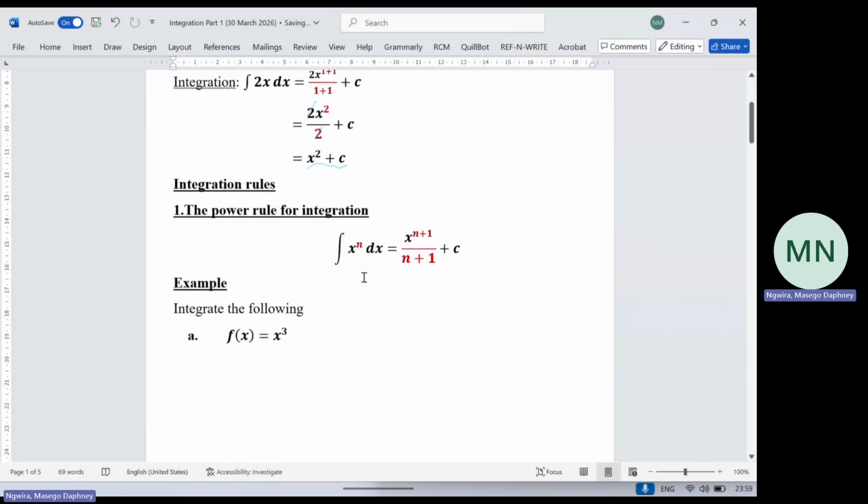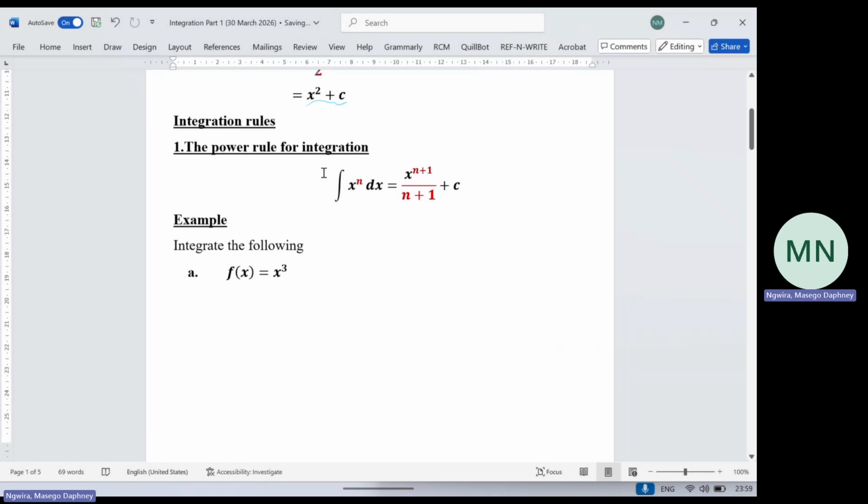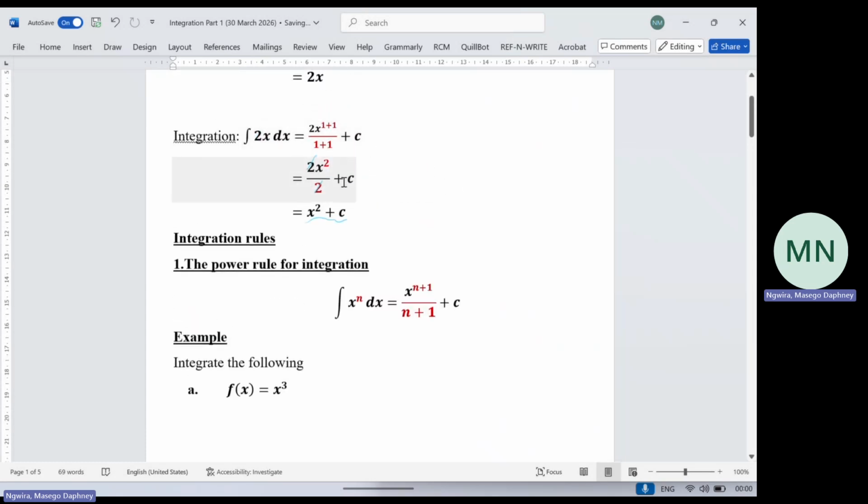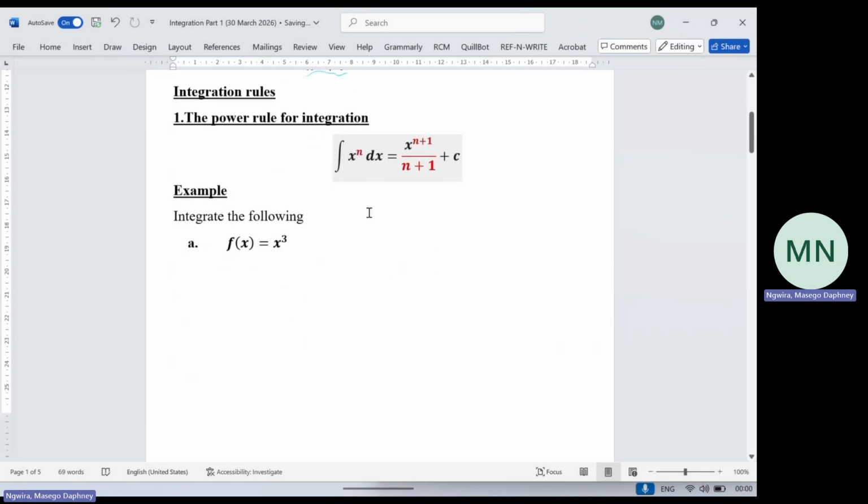Okay, so now let's look at integration rules. Let's start with the power rule for integration. The power rule says that if you are given x to the power of n as your function, when you integrate it, you're going to have x to the power of n plus 1, over n plus 1, then plus c. It's the same thing as what we did here.